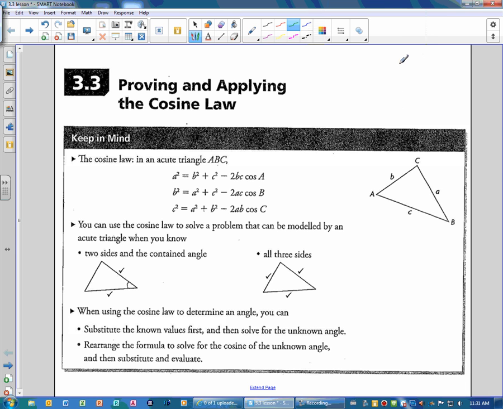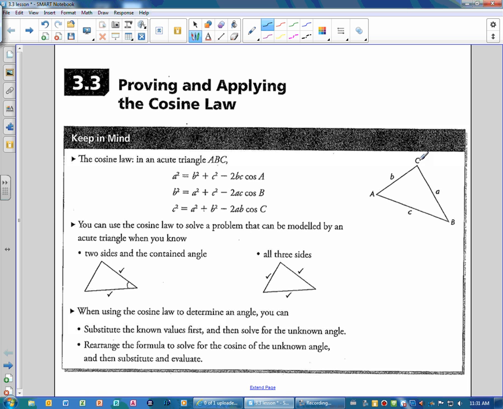Okay, lesson 3.3, proving and applying the cosine law. So the sine law was all about finding a set. If you had an angle and the side length opposite that angle, you could use the sine law. What if you don't have the angle and the side opposite? You need another tool to use, and the cosine law is another tool.